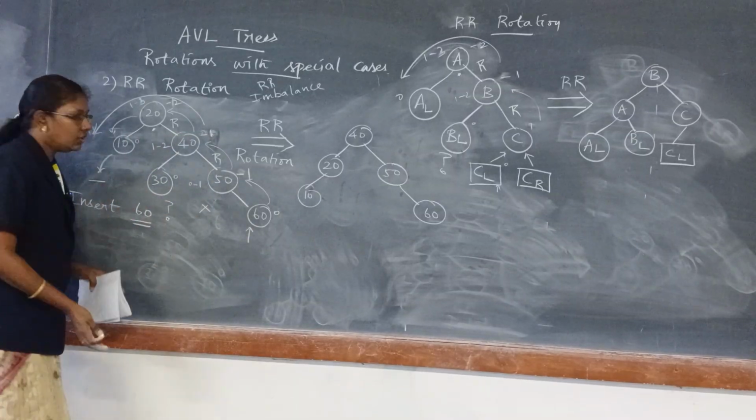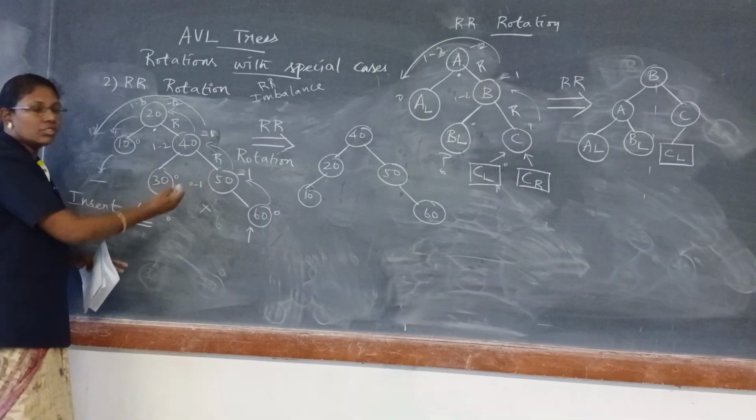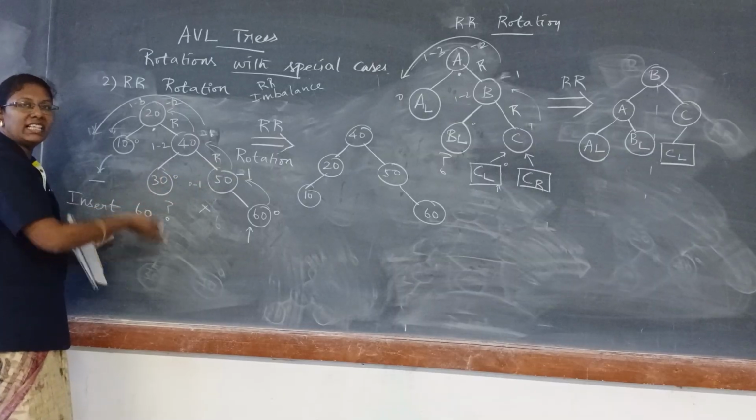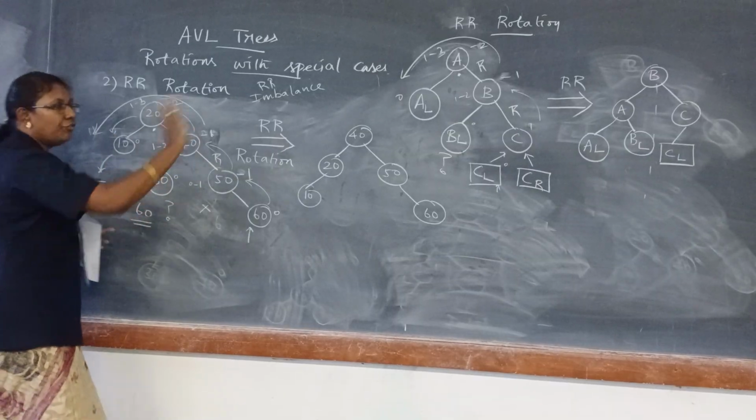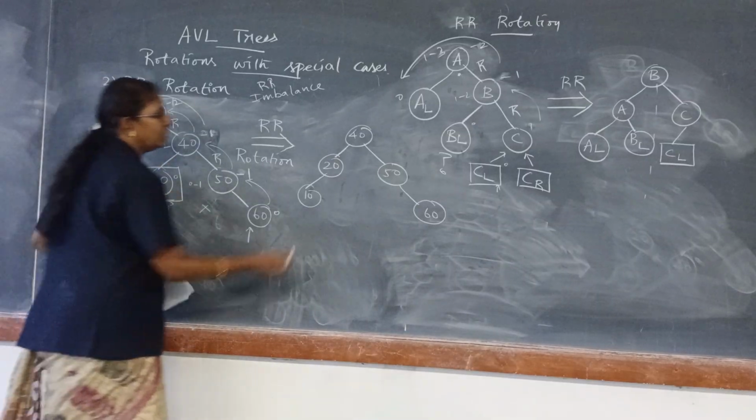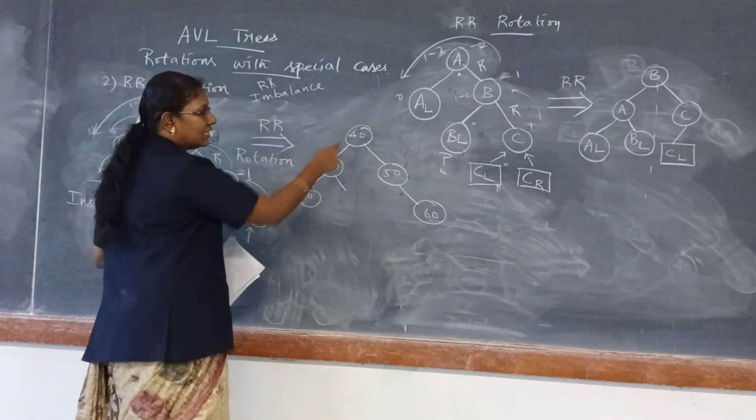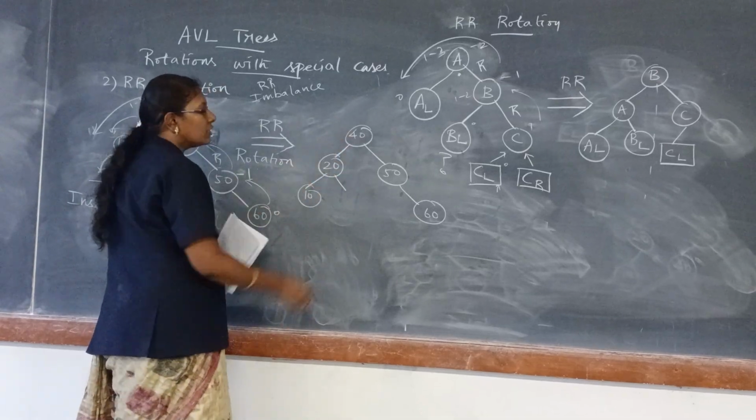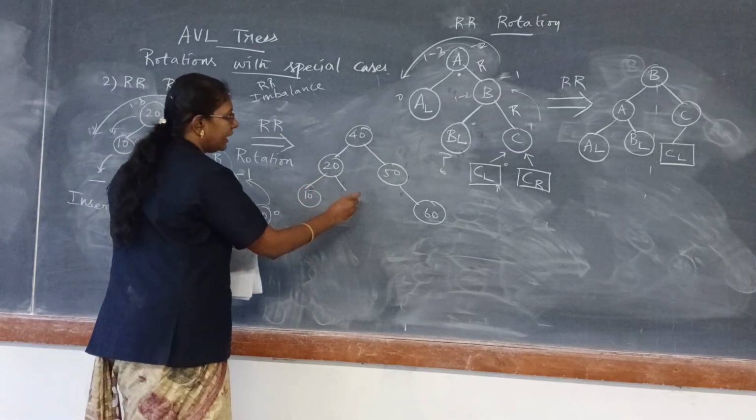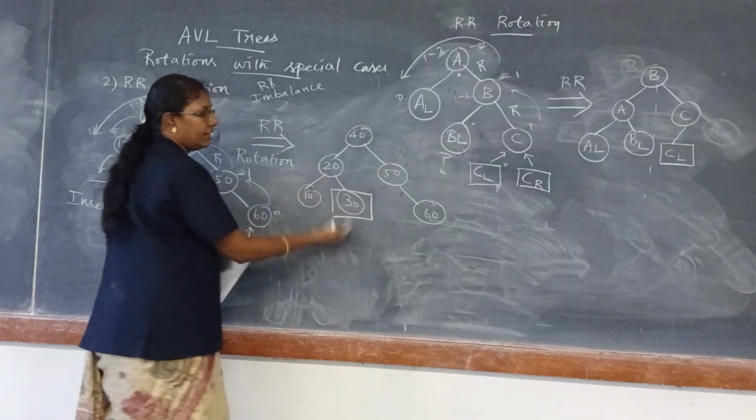Now what about 30? So this 30 is the left child of 40, so it must reside in the left subtree of 40 only. That's why I am simply attaching this 30 towards 20, because 20 is the left child of 40. I cannot put this 30 here, but I can put this 30 here as 30 is greater than 20.